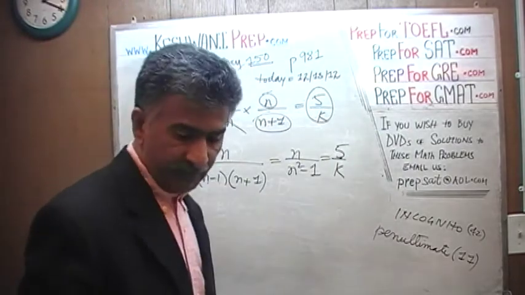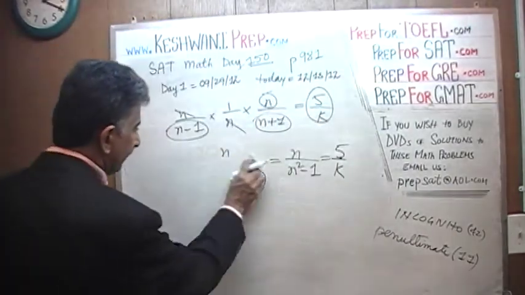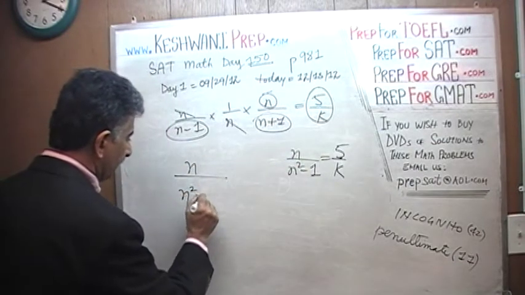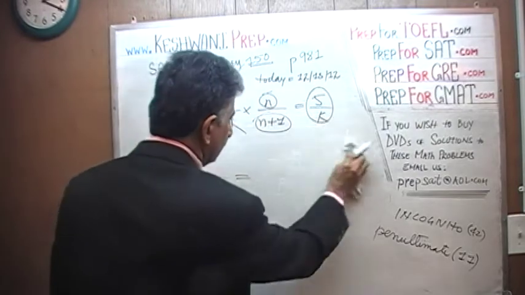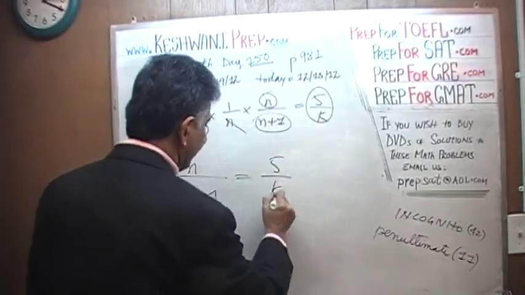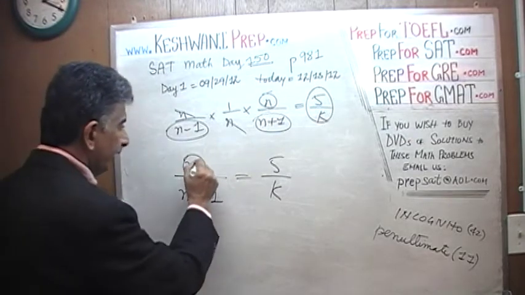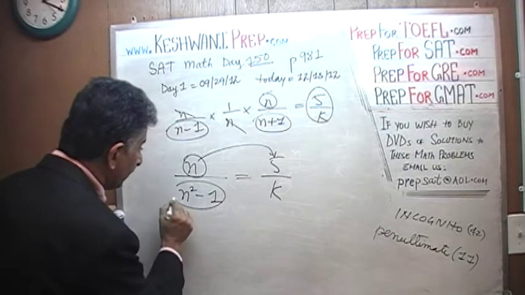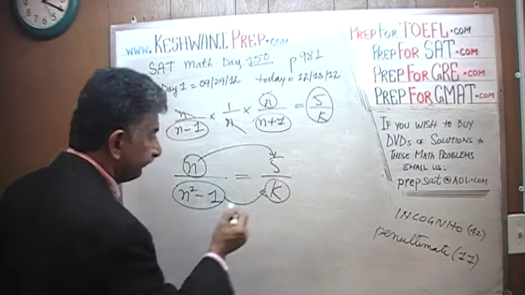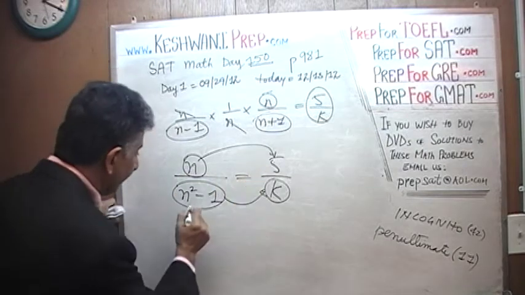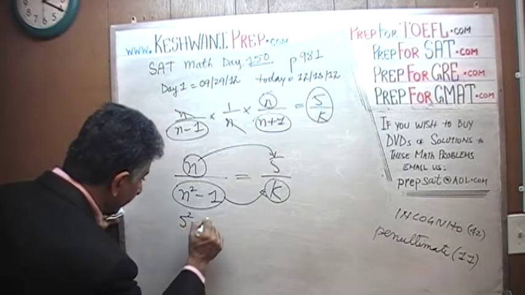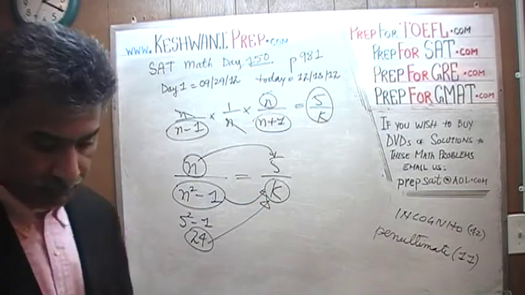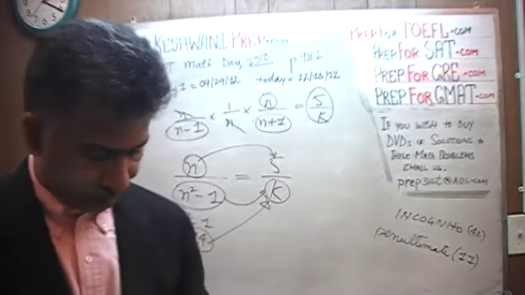One more time. For example, here, I'm going to erase this part, we don't need it. Here we have n over n squared minus 1 equals 5 over k. If we force n to be equal to 5, then n squared minus 1 would have to equal k. But if n is equal to 5, then n squared minus 1 is simply 5 squared minus 1, which is 24, and that's your k right there. We're done. That's it. Finished.